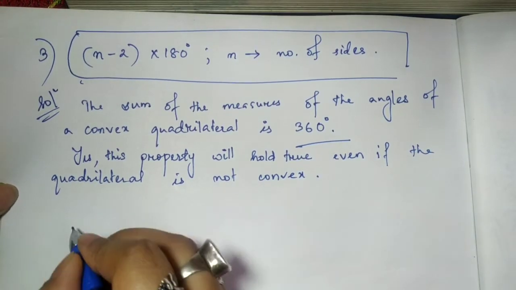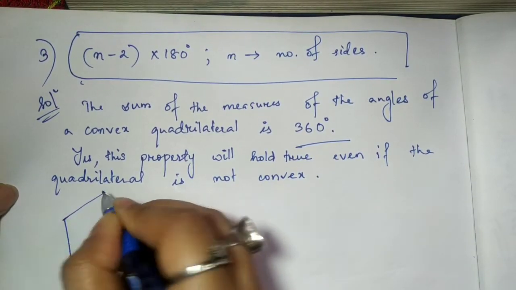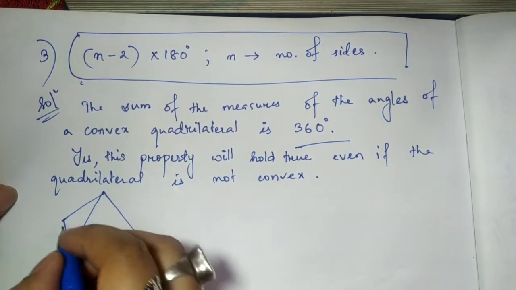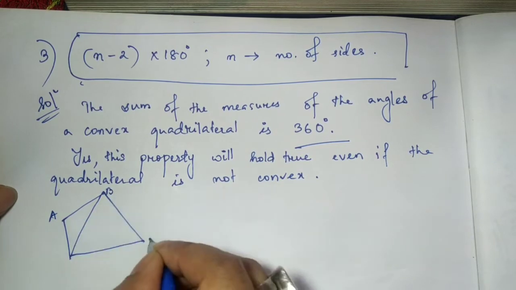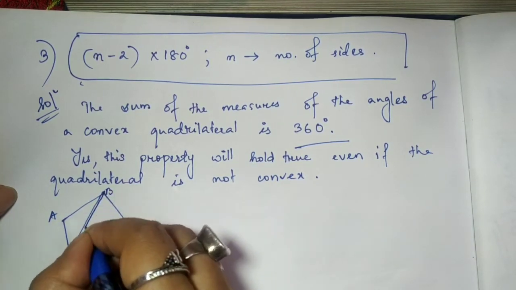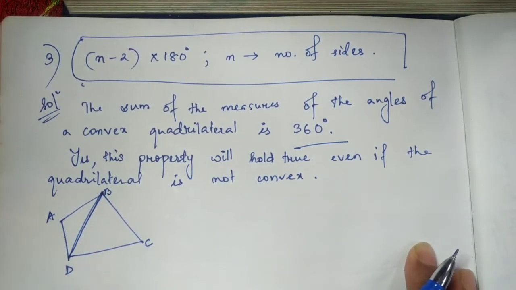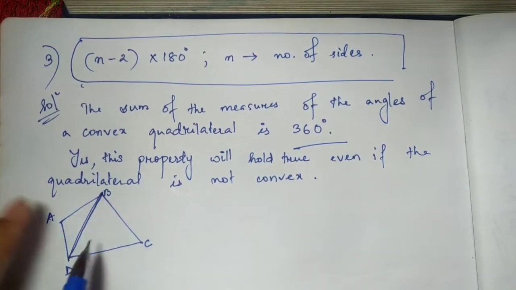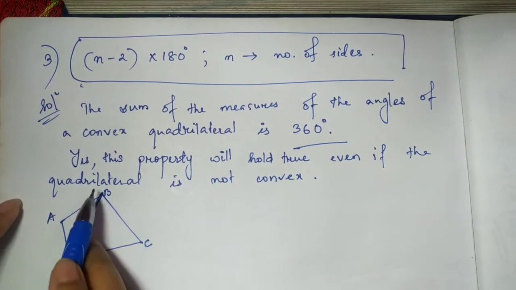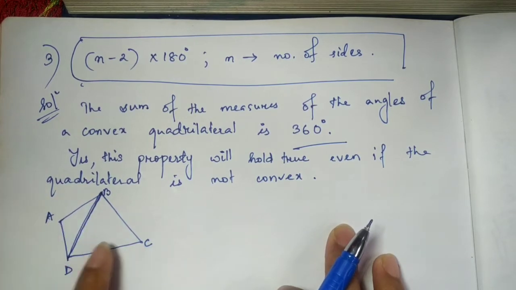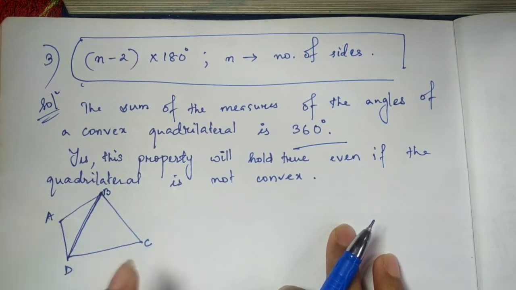Now suppose I have a quadrilateral, say this. I'm using a pen, but never use a pen for drawing anything, please use a pencil. Suppose this is my quadrilateral, say A, B, C, D. All of you know what a quadrilateral is. Now if I have drawn this diagonal, there can be another diagonal. So here you can see that when I drew this diagonal, the whole quadrilateral is divided into 2 triangles. One is this triangle and another is this triangle. Now if I need to find out the total sum of the angles of the whole quadrilateral, can I add all these angles?